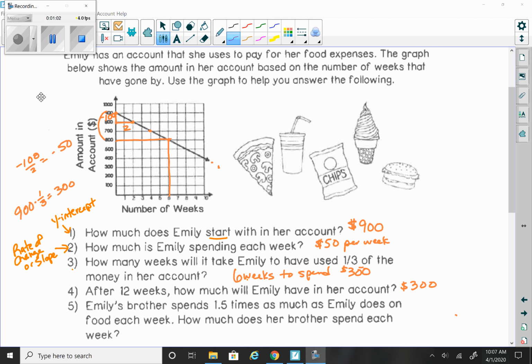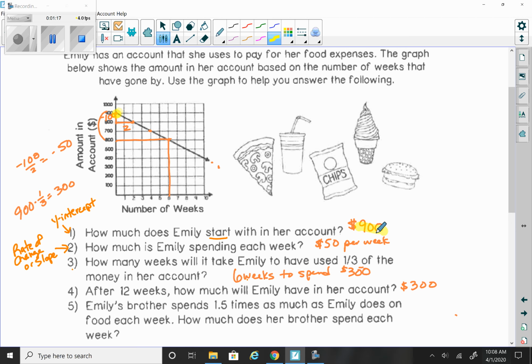So here's the answer to our bell ringer. Number 1 says, how much does Emily start with in her account? Remember, the starting point is your y-intercept, and you can see on the graph that it intercepts right there at 900. So she's starting with 900 in her account.